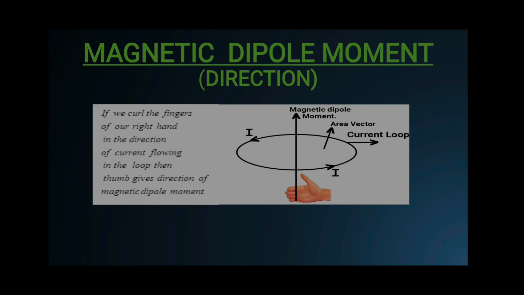Now next question is how to find direction of magnetic dipole moment of a current carrying loop. This figure shows that if we curl the fingers of our right hand in the direction of flow of current, then thumb points in the direction of magnetic dipole moment or area vector enclosed by the loop. This is how we can find direction of magnetic dipole moment.